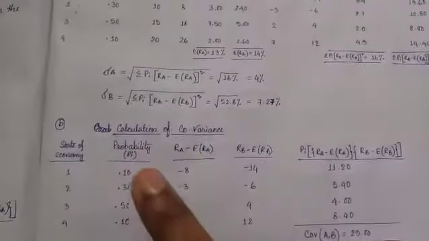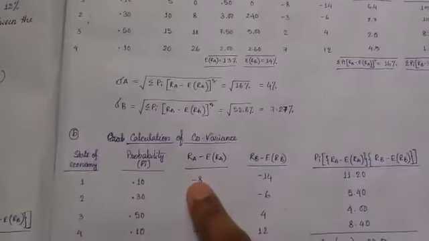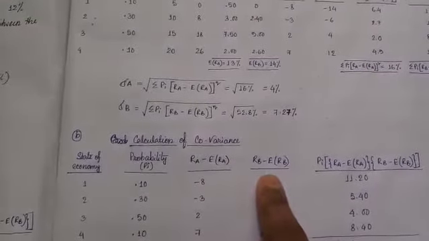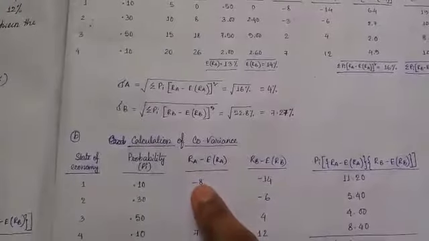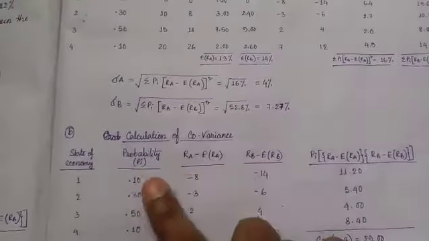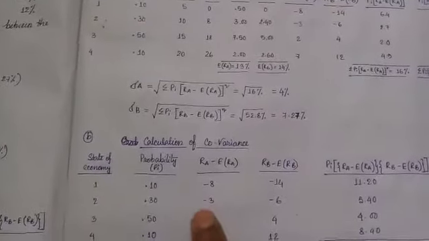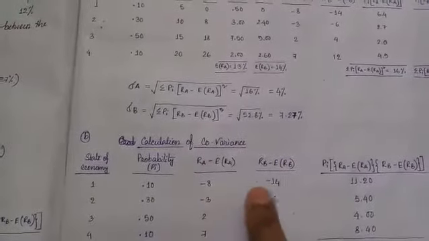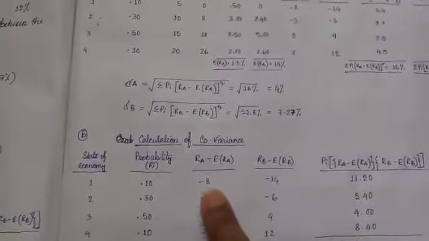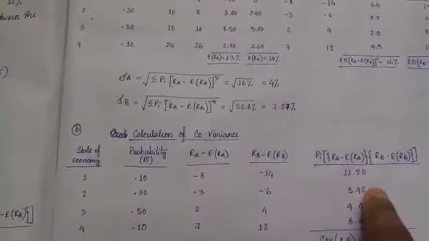For states of economy 1, that means nature of states of 1, here the joint deviation is -8 into -14, then it will come to 112, and then if we multiply this joint deviation with the probability factor, the result comes to 11.2. Here the joint deviation for the second states of nature is -3 into -6, so it comes to 18, and if we multiply this 18 with the probability factor of 0.3, the result comes to 5.4.